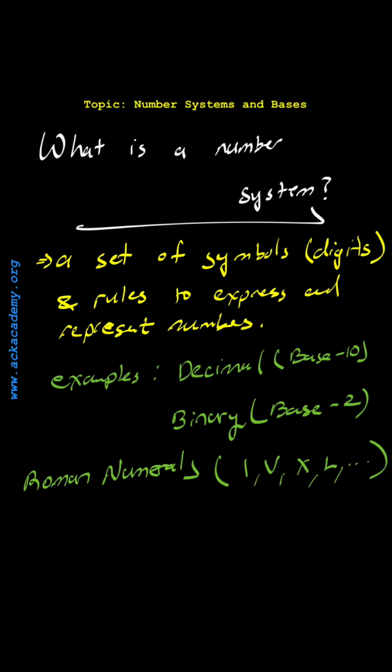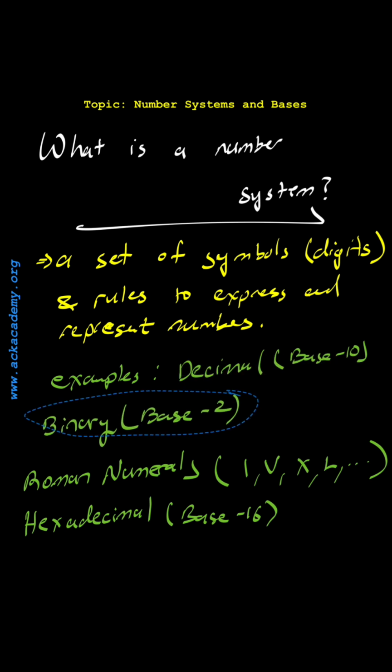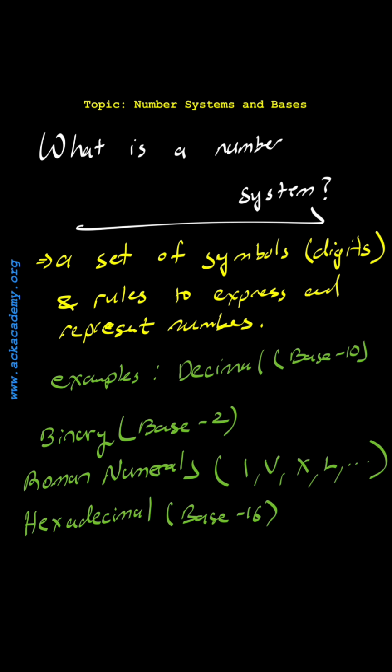And then there are more number systems, like hexadecimal, which is base 16. Base 16 number system. And we're going to go over what it means to be a base 2, to be a base 10. But this is what you have to know.